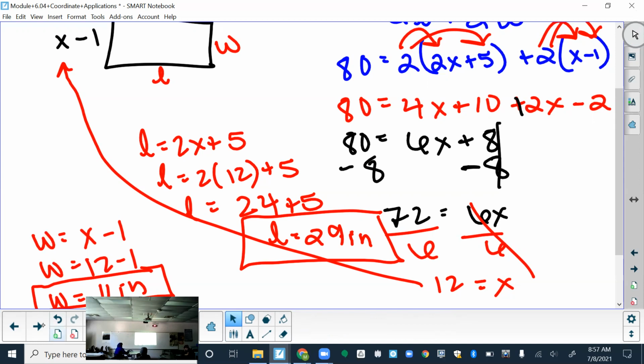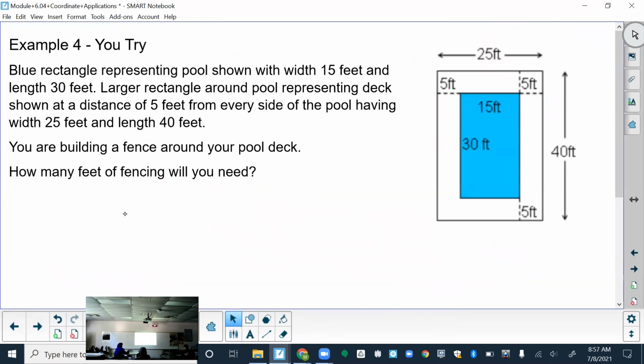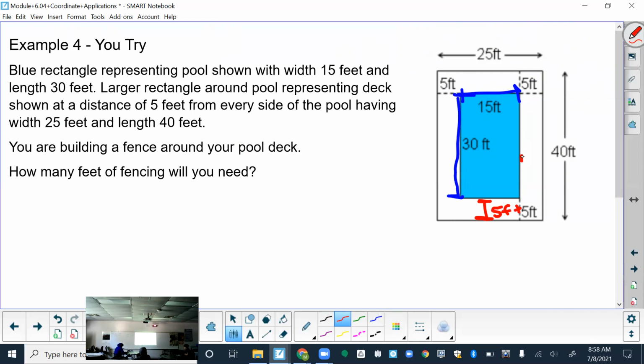So then on the next page, we have a blue rectangle representing a pool shown with a width of 15 feet and a length of 30 feet. Normally, if you don't have a picture, you would draw it in, but it's showing you this is the pool, measures 15 feet here and 30 feet here. The larger rectangle around the pool represents the deck, and it's showing you that it is 5 feet away from every side. So this measurement here is 5 feet, and then also this measurement here is 5 feet.